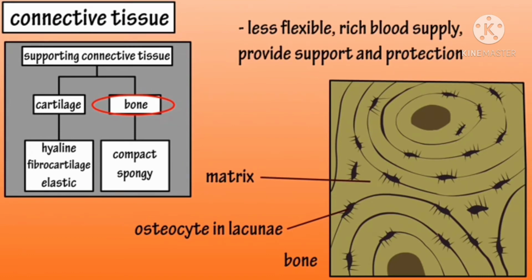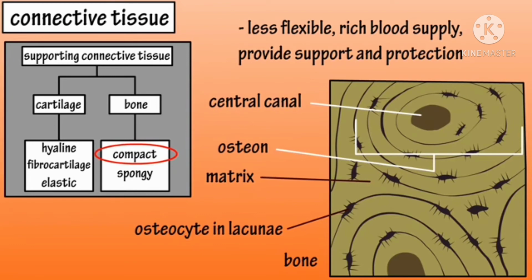Bone is less flexible and has a rich blood supply. It provides support and protection. Bone always gives support. Without bone we would not be able to walk, stand or sit. We would be just like a snake.